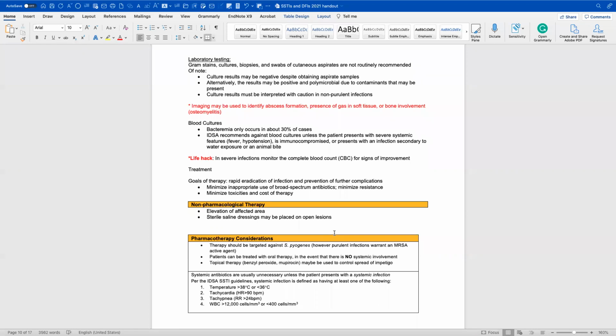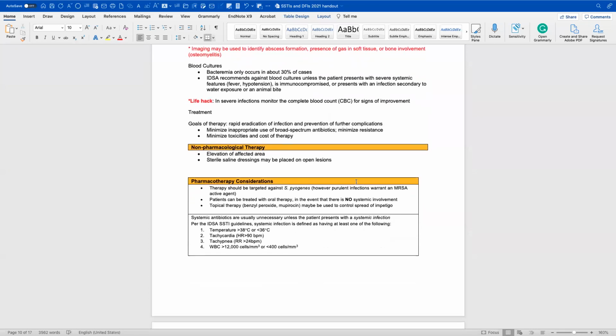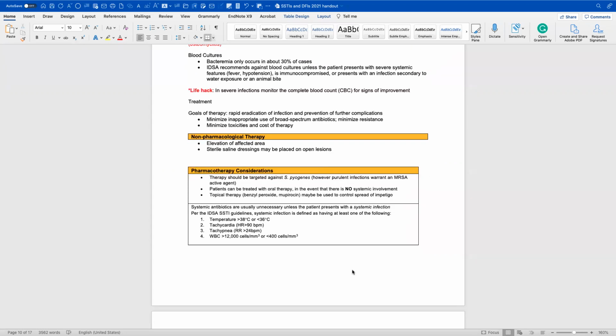Blood cultures: bacteremia only occurs in about 30% of cases, and IDSA recommends against blood cultures unless the patient presents with severe systemic features, as previously described. In severe infections, you want to continue to monitor the CBC, or complete blood count, to make sure there are signs of improvement. Our goals of therapy are to rapidly eradicate the infection and prevent any further complications. We always want to minimize the inappropriate use of broad spectrum antibiotics. Antimicrobial stewardship should be at the forefront of our minds. We want to minimize toxicities and the cost of therapy.